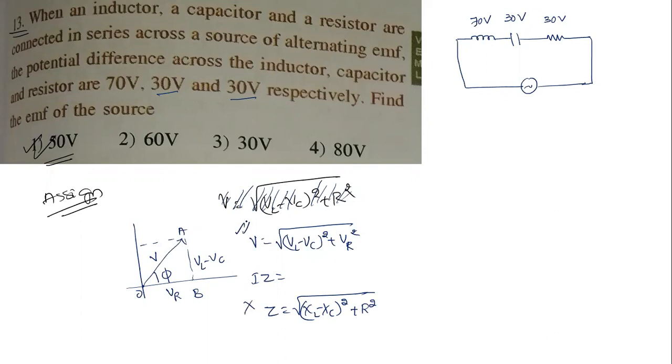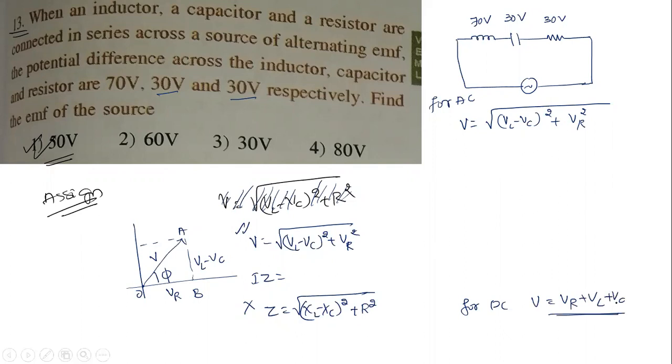But we don't want the impedance now. We want the voltage drop, so I'm going to take the equation V equal to the square root of (VL minus VC) whole square plus VR square. This is only for AC. Sir, what if it is DC current? For DC, it is just V equal to VR plus VL plus VC, the sum of all the voltages. For AC, you need to use this formula.